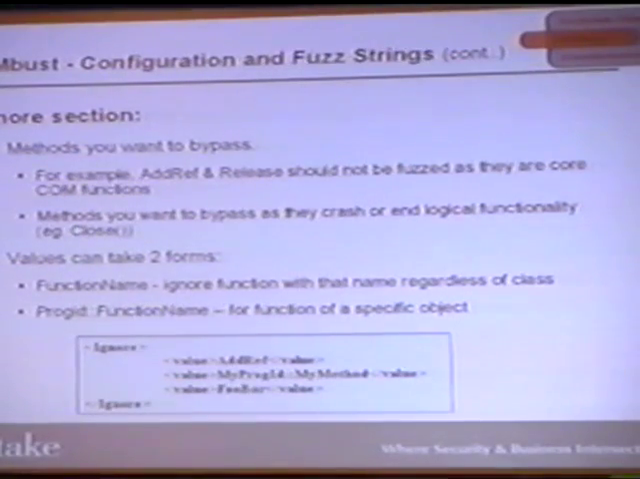A method to be ignored can be expressed in two ways. Just a generic function name, and that will ignore it across all COM objects that you can fuzz. So for example, AddRef and Release are two methods that you want to avoid on any objects. And then if you want to avoid a specific method for a specific object, then you have the format ProgID:function name. In the example I gave, my ProgID:my method will be ignored only when you're fuzzing my ProgID for the method my method.